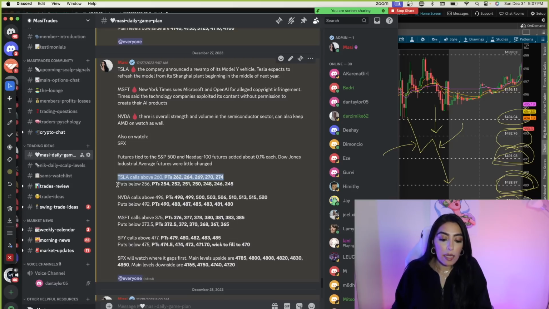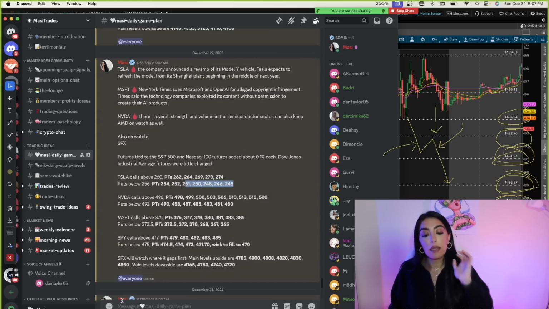Same thing with the downside. Puts below 256. My profit targets are 254, 252. Let's say I missed 256. I will wait for it to pull back somewhere prior to me entering, and I still have multiple profit targets after that to be able to take that position on Tesla or whatever ticker.